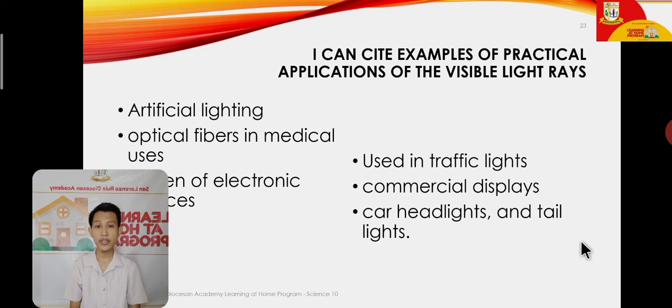Okay? So, what are the applications or examples of the visible lights? Of course, unang-una na dyan yung artificial lighting. Okay? Lahat ng uri ng liwanag na hindi nanggagaling sa ating araw, which includes the light bulbs, traffic lights, billboard lights, streaming lights, running lights, kung ano-ano pang uri ng lights, yung mga nasa headlight, taillights ng sasakyan. So, yan ay part ng ating visible spectrum or ng visible light rays. So, yun yung isang uses.